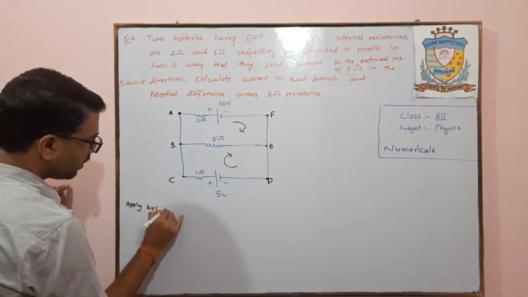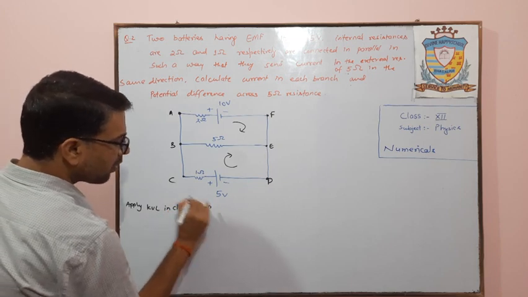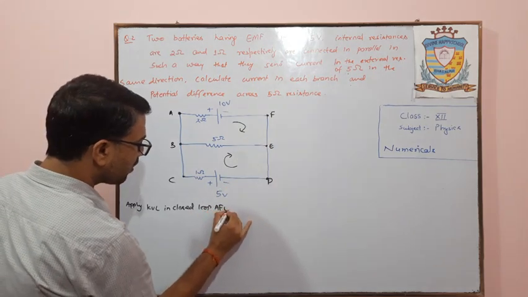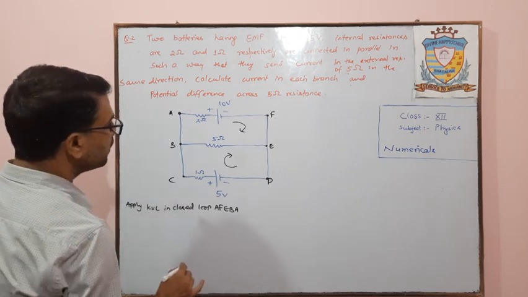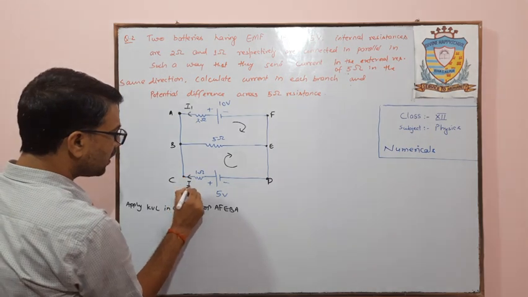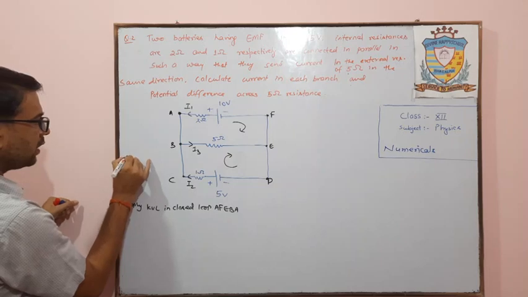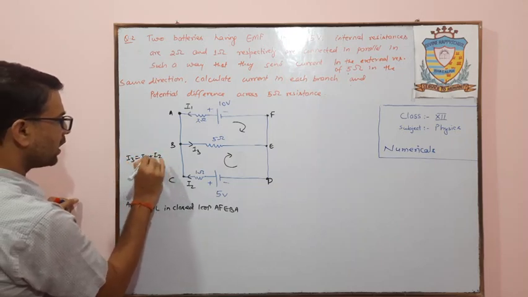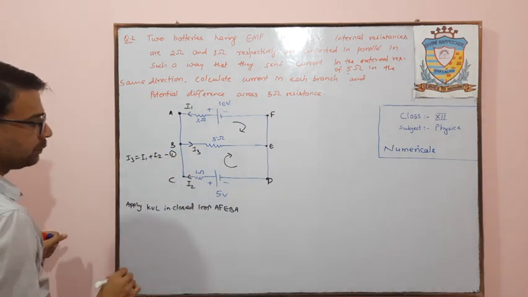Okay, so apply KVL in closed loop AFEBA. Here this is the current I1, I2 and I3. So here I3 is equal to I1 plus I2. Consider it as equation number 1.